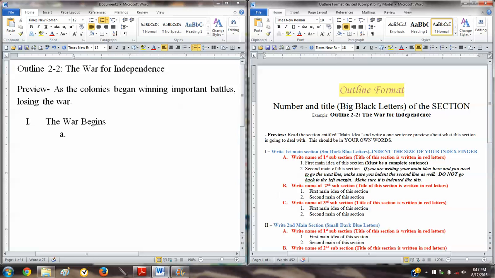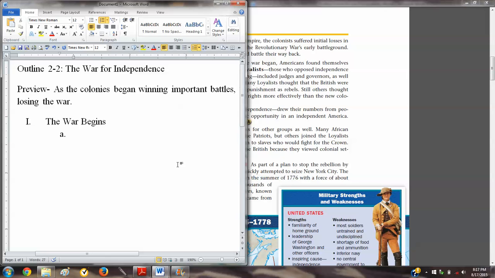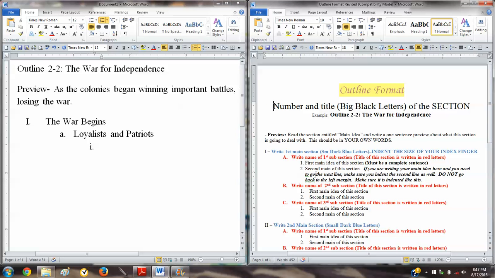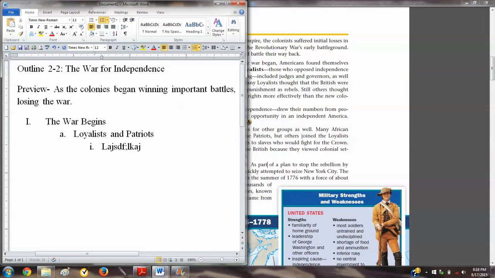And so let's go back to our book. And there it is. So there's Roman numeral 1. That's 1A, Loyalists and Patriots. All right, so then we go back to our paper. Loyalists and Patriots. Okay. Then next thing it asks us, if we look back at our outline format, is two main ideas from Loyalists and Patriots. So we're going to read these paragraphs right here on Loyalists and Patriots and get two main ideas and put those here. So we're going to put blah, blah, 1, blah, blah, 2. Okay, so two main ideas. We're not going to spend time on actually putting it down because we don't have time.